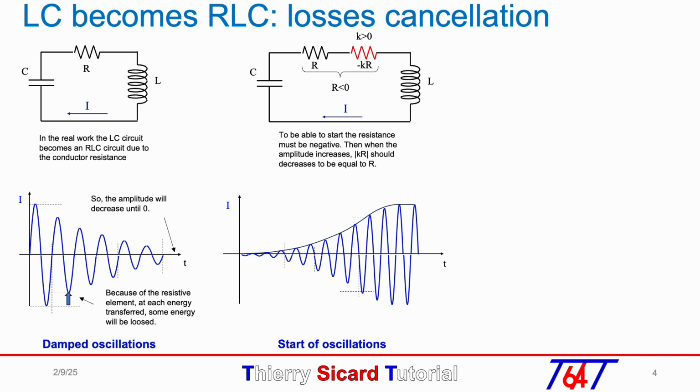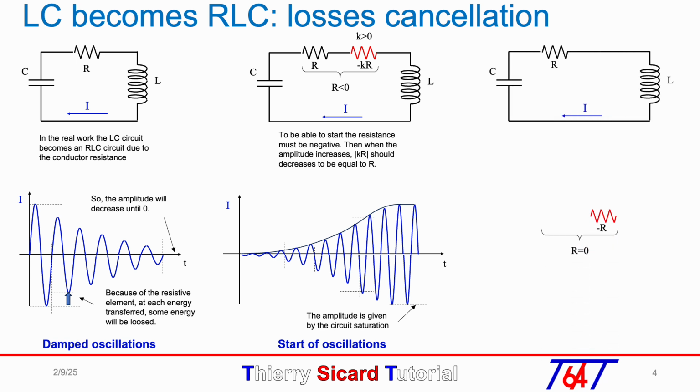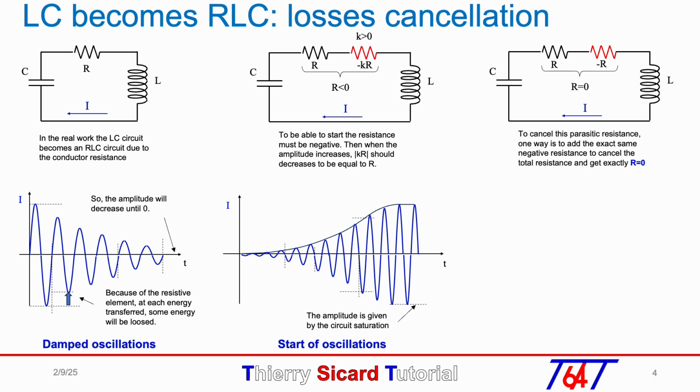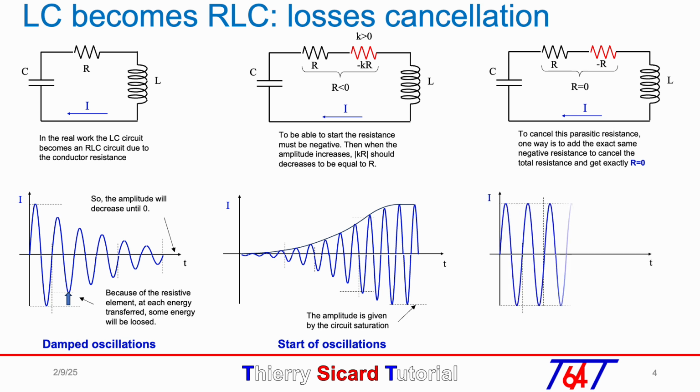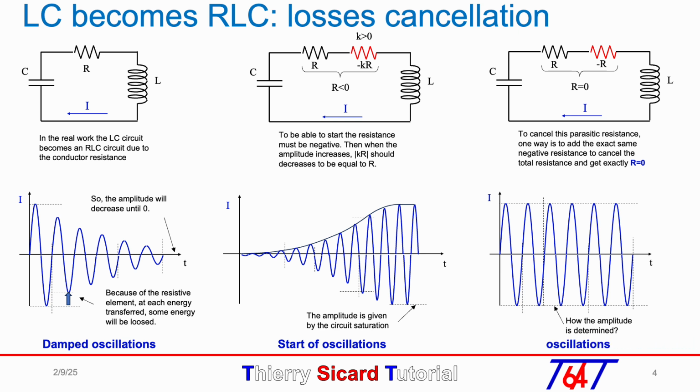Then, when the amplitude increases, the saturation of the circuit will force the module of the resistance Kr to decrease to the exact value of R. This saturation will give the final amplitude of the oscillation. As the amplitude increases, the resistance Kr will decrease, and the amplitude will stop increasing when Kr is exactly equal to R to make the total resistance equal to 0 ohm.